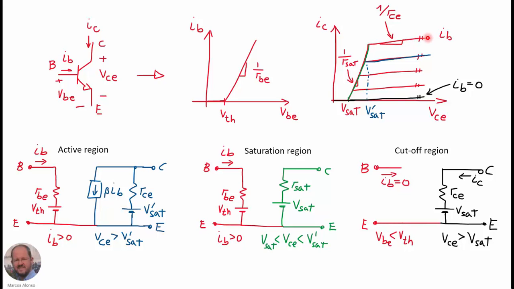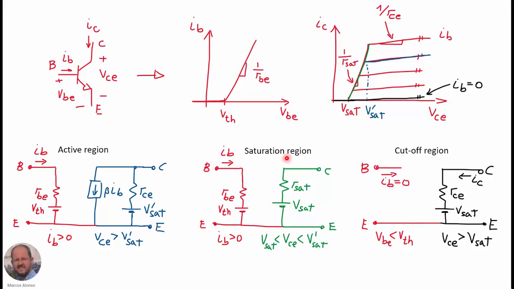So the condition to be in active region is that the voltage between the collector and the emitter in this equivalent circuit, the voltage between this point and this point, has to be greater than Vsat prime.